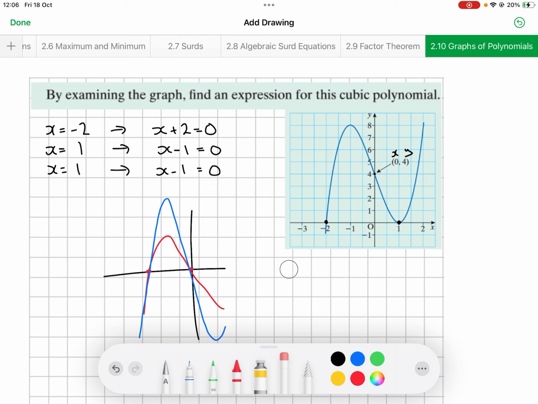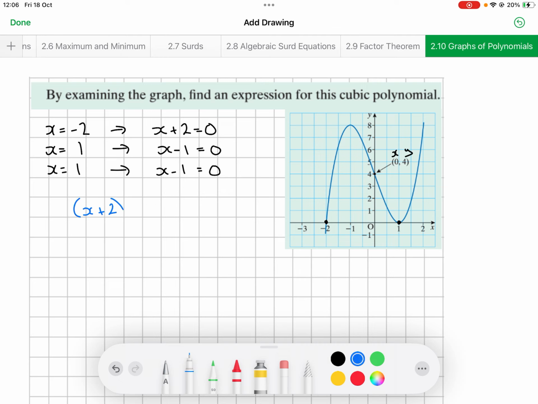So what we do to find the equation is we multiply all the factors together, but that could then be multiplied by an unknown number, which would stretch out the graph. So we let that unknown number be a. And then we look for a point that is on the graph. The easiest point to always look for is where it crosses the y-axis. So this graph crosses the y-axis at the point (0, 4).